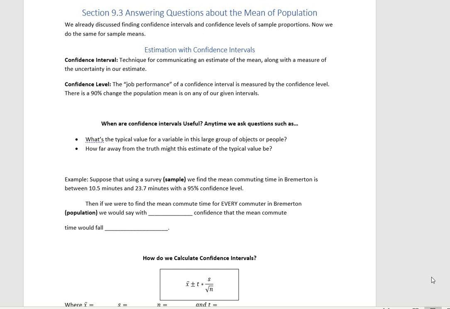And with that, we get two pieces of information. One piece is an interval on which we think the population probably lies. And then we tell people how confident we are that the population is actually on that interval. For example, if we have a 90% confidence interval, then we're 90% sure that the population is somewhere on that interval. It means there's a 10% chance that it's not.